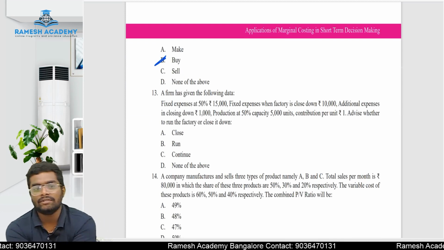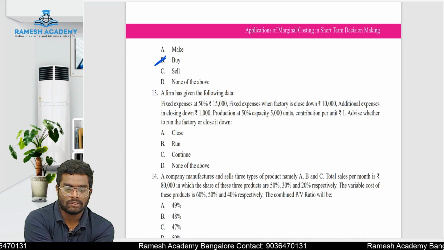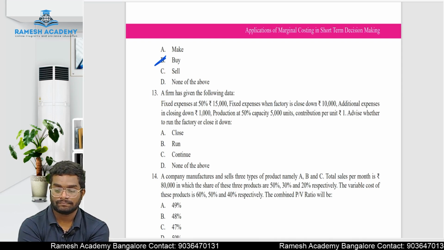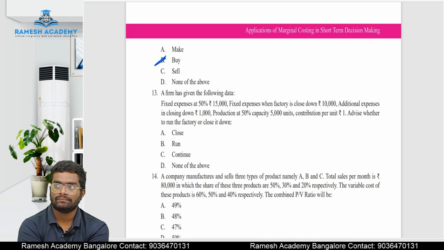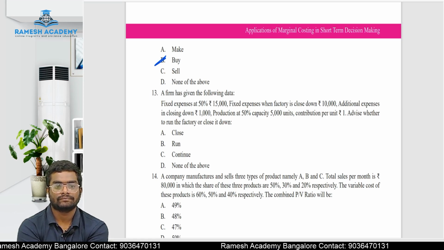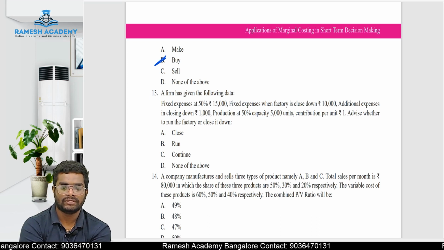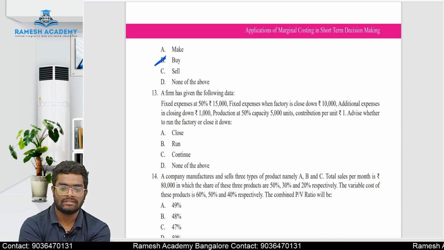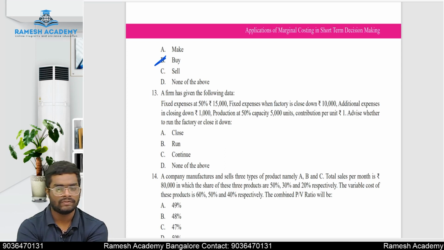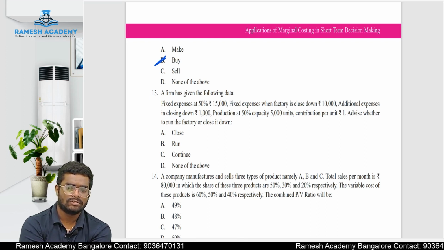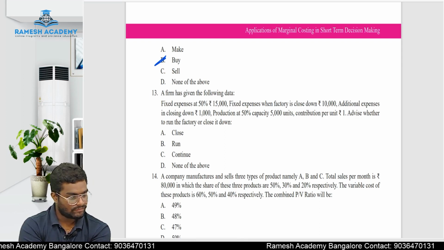So, continue or shut down. That concept. Very simple question. They have given fixed expenses at 50%, 15,000. Fixed expenses when the factory is closed down is extra 10,000. Additional expenses for shutting down 1,000. Production 5,000. Contribution. So we will lose the contribution. We have to check everything.